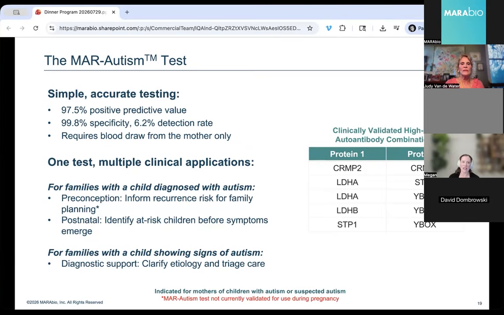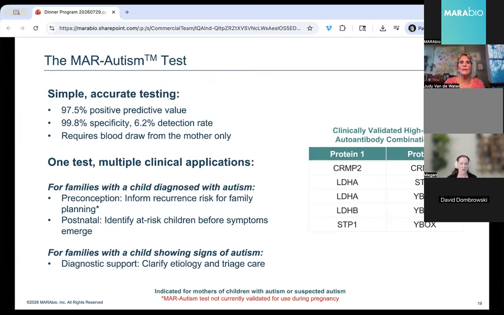So as far as the validated indications for this testing, it does include mothers who have a child diagnosed with autism, and that can be used to inform upon the recurrence risk in the preconception period. Do you want to note that this is not currently validated for use during pregnancy? So it has to be in that preconception period of use for that recurrence risk information. Or it can be used postnatally to identify and triage at-risk children before potentially even symptoms emerge.